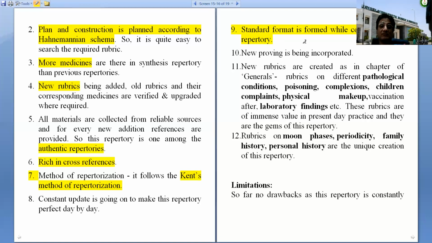Etiological rubrics, even concomitants you will find, and there will be no need of using any other repertory if you are having this Synthesis. And on the other hand, if you are having the software, it is a golden chance, a golden thing you have got.